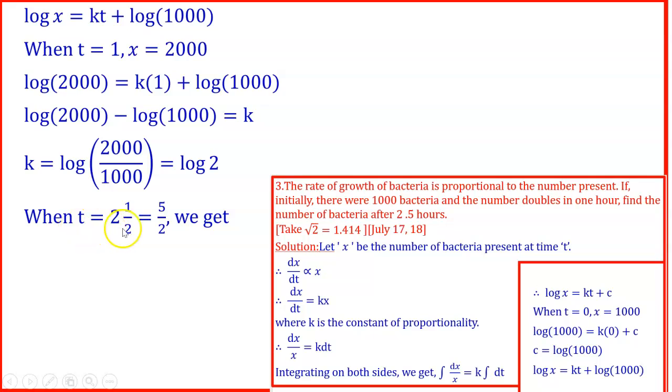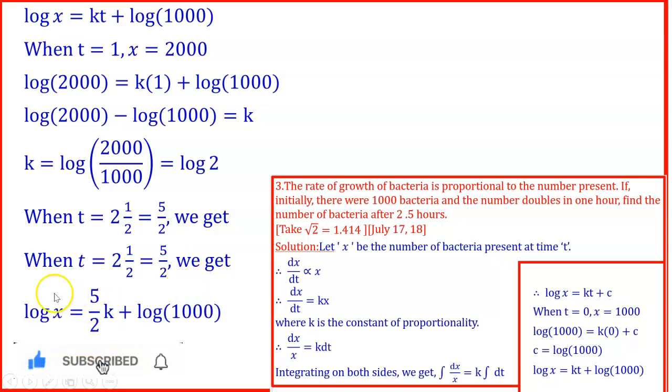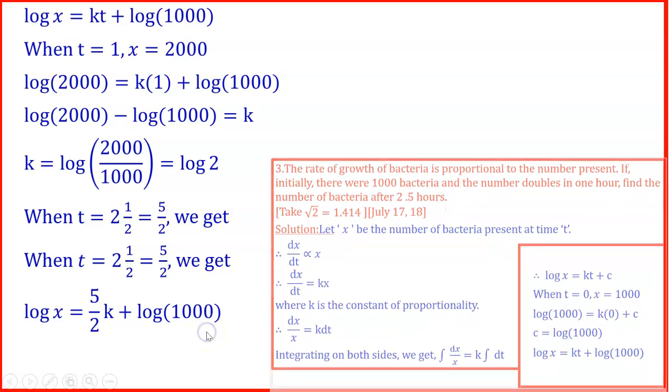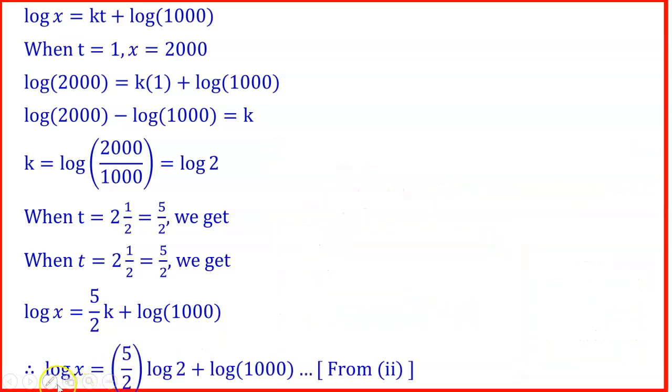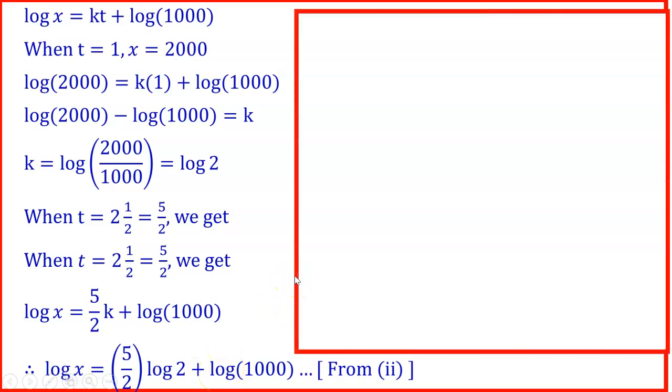When t is equal to 2 and a half, that is 5 by 2, then we get log of x is equal to 5 by 2 k. This is the value of t here. Log of x is equal to 5 by 2 k plus log of 1000. Now the next simplification: log of x is equal to 5 by 2, the value of k is log of 2, plus log of 1000. And next simplification, see this here, 5 by 2 log of 2 means what? Log of 2 raised to 5 by 2 plus log of 1000.